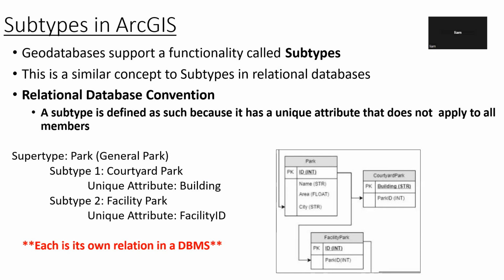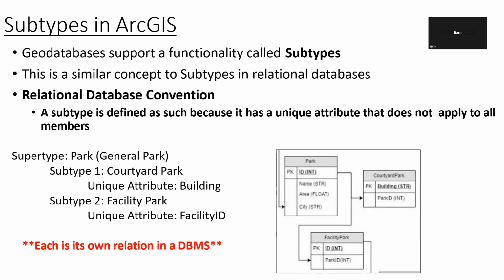So if you set a first subtype, courtyard park, and a second subtype, specific park, then in a relational database each subtype has its own columns, because it is regarded as its own table, right? So you need to specify relations like this. The courtyard park relation, which is a subtype here, has building columns and park ID columns. And the specific park has ID columns and also the ID columns, right?